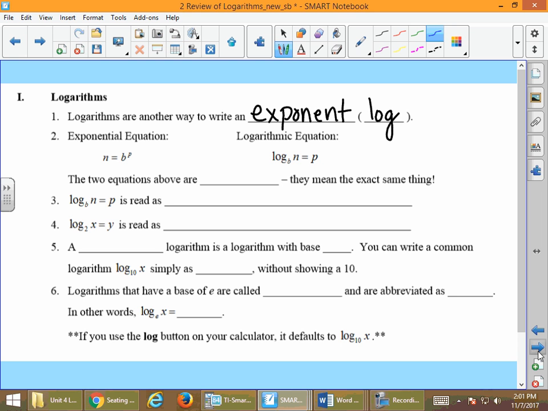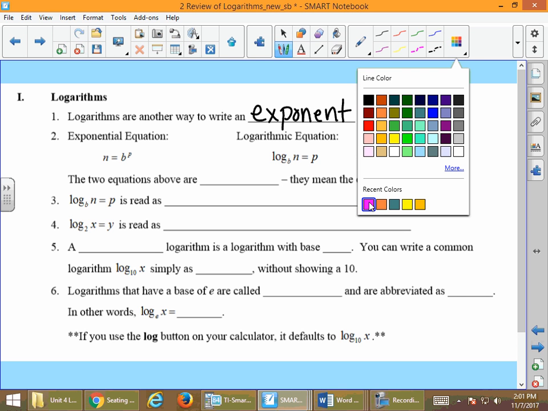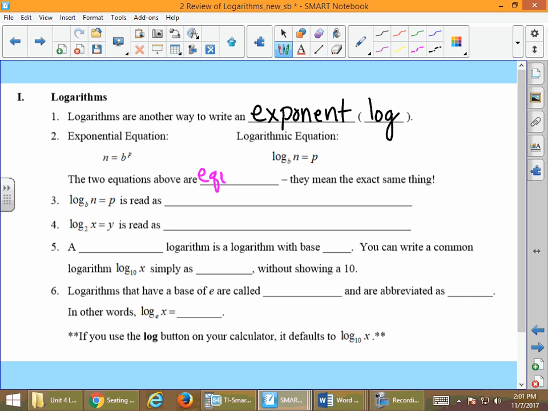Number 2, we have an exponential equation that says n equals b to the p. We have a logarithmic equation, log base b of n equals p. These two equations are equivalent. They're equivalent. They mean the exact same thing, whether we write it with the word log or we write it as an exponent.